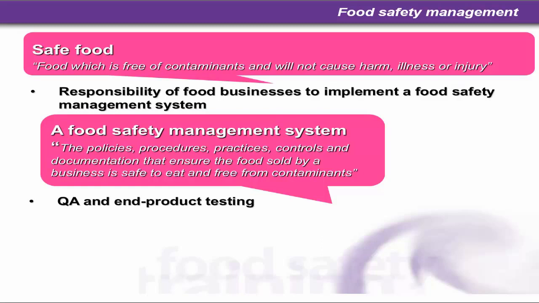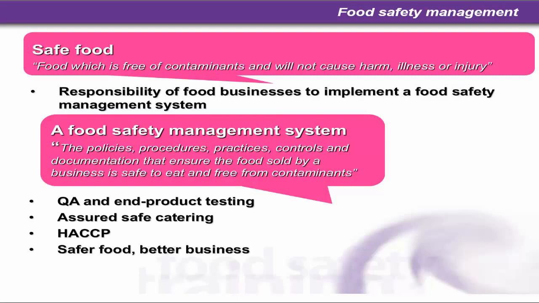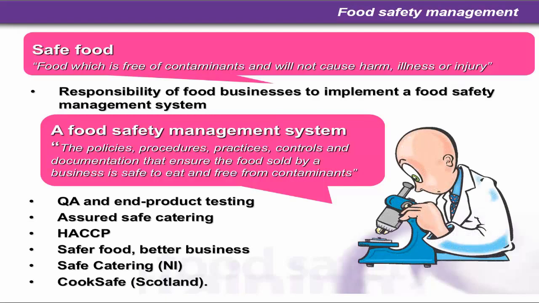There's other types of food safety management systems. One is QA, quality assurance and end product testing. Assured safe catering, which really died a death in the late 80s. HACCP, which is what we'll be looking at in this course of modules. Safer food, better business, which along with safe catering and cook safe, individual HACCP systems developed for smaller businesses. NI is Northern Ireland, Cook Safe Scotland, in England and Wales is called Safer Food, Better Business.